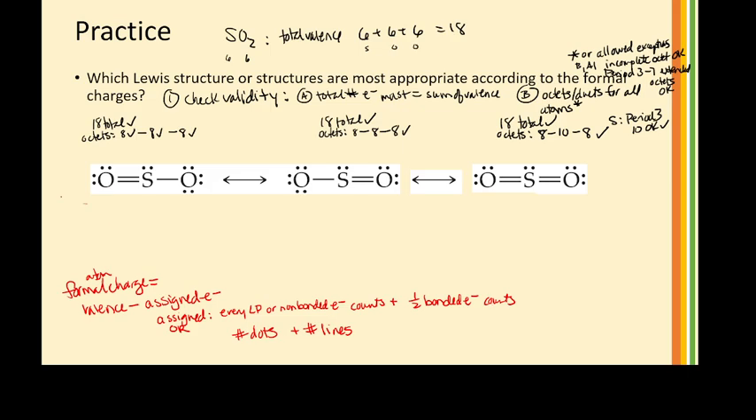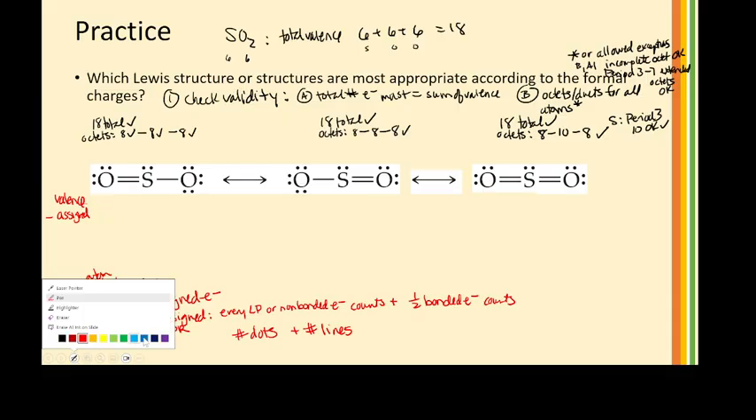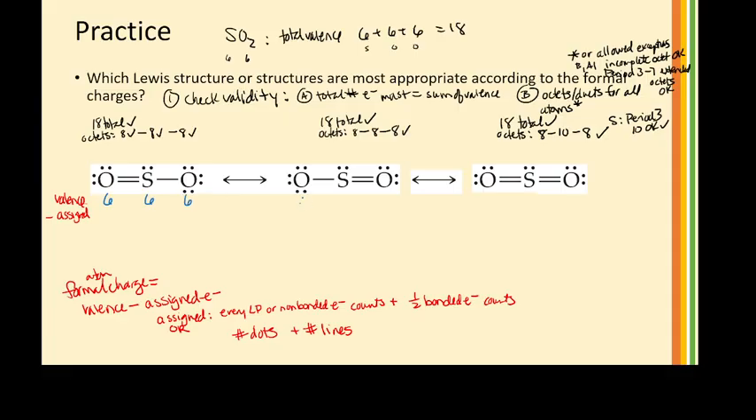Okay, so I'm going to write the valence and then minus assigned, and I'll do it below each one. Okay, let's first go through and write the valence. These are all 6, so this is 6, 6, 6. Okay, for assigned, remember, we're going to count the dots and the lines attached to this oxygen here. So 1, 2, 3, 4, 5, 6. That ends up in a formal charge of 0 for the left oxygen.